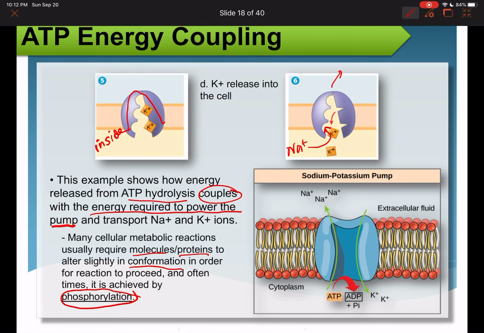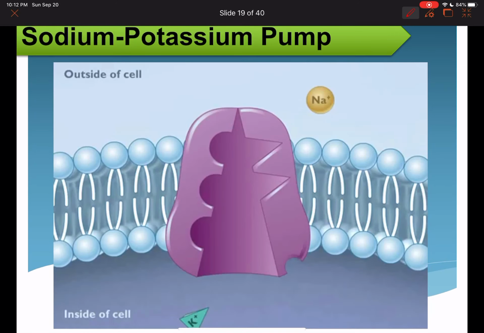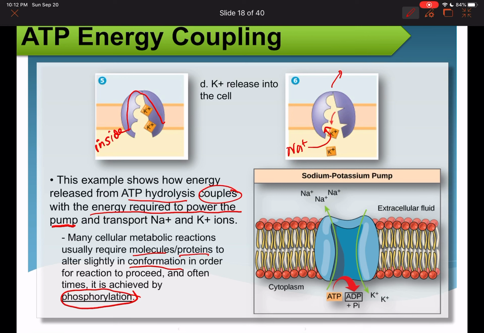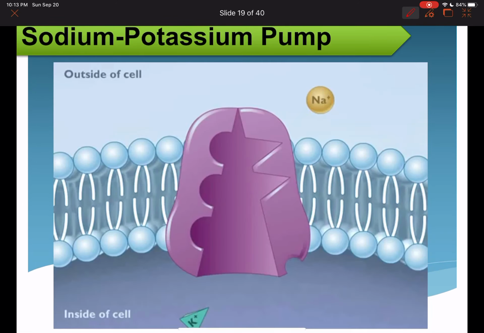So for example, we already know that ATP hydrolysis is able to create energy, and that energy then is used to power this particular pump. So here's the video that we will talk about. Here's that promised animation video that I talked about, to show you how the action of the sodium-potassium pump with ATP works together in energy coupling.